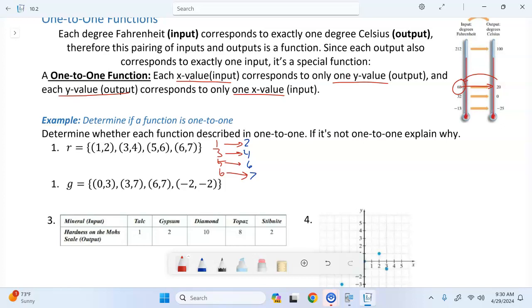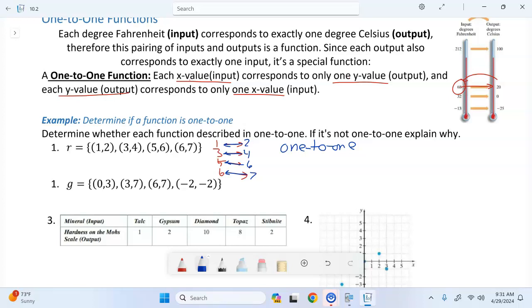Every x value matches up with one y value. And the reverse also has to be true, that every y value points to its own x value. There's no crossover. That's how we determine whether or not we have a one-to-one function. None of the x values repeat. None of the y values repeat. One-to-one.